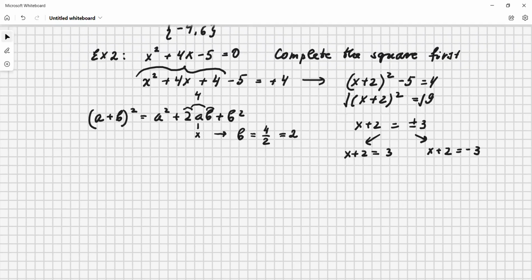Now I'm just going to solve them. Subtracting 2 on both sides gives me 3 minus 2 equals 1. And again, subtracting 2 on both sides, x equals negative 3 minus 2, which is negative 5. So we have two solutions again, and the solutions are 1 and negative 5. So x belongs to this set of numbers.